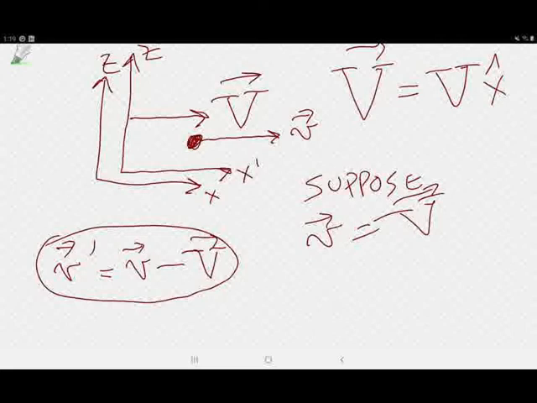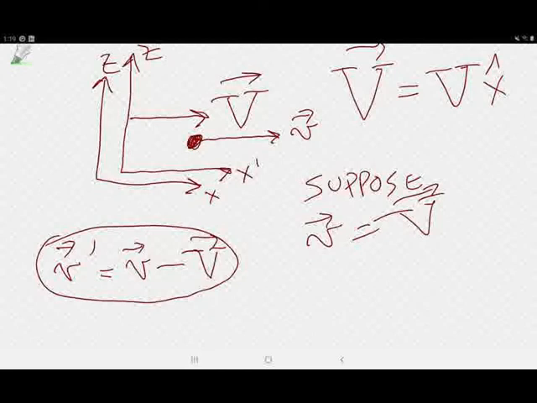Consider our specific case here where V is equal to capital V. V prime in this case is zero. And that was the example I just showed with the movie. So it works in this specific case, but that works in general. That's just relative velocity, and that's all there is to it, really.